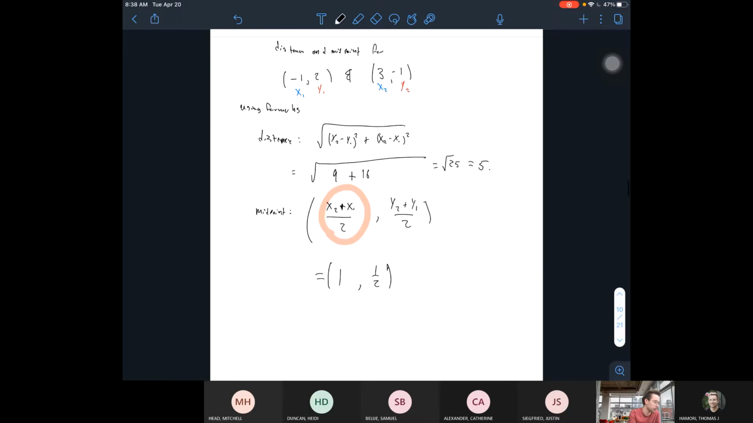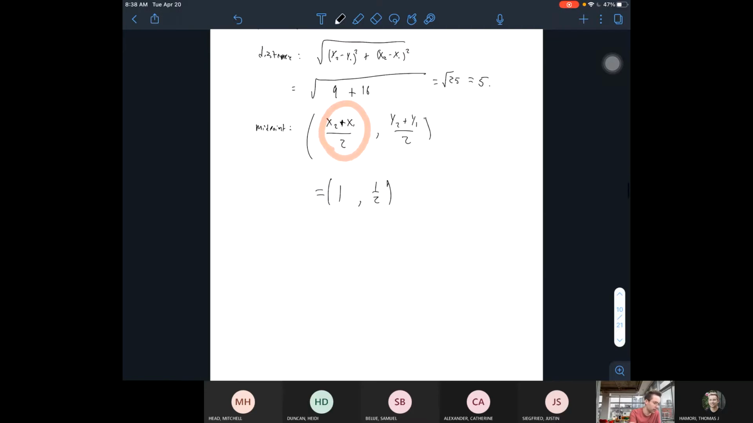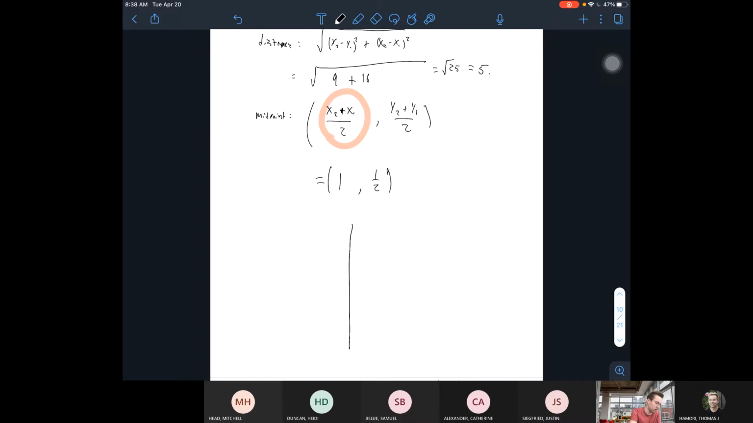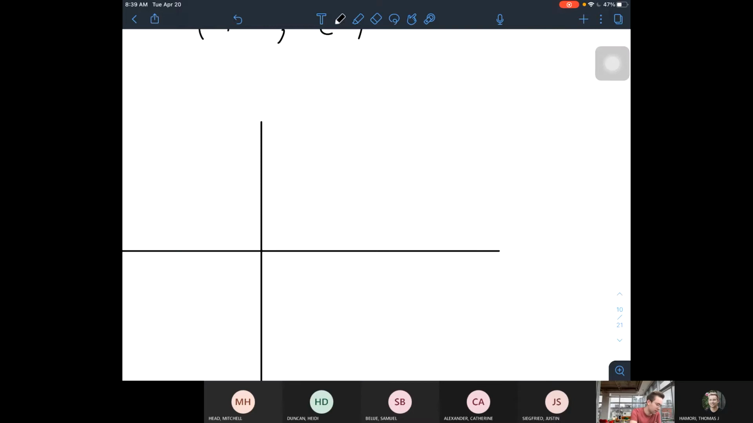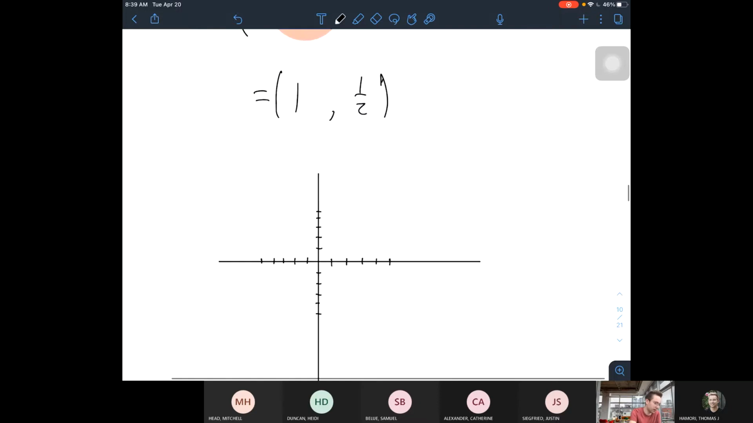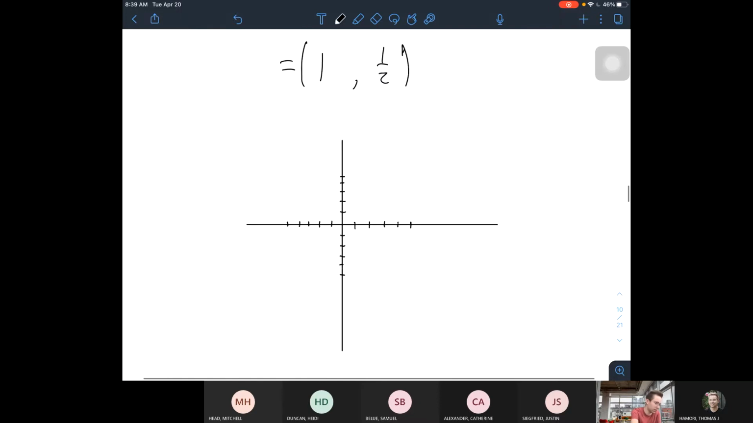But you can also use geometry. It's not too hard to use geometry here. So let me use a coordinate axis here. One, 2, 3, 4, 5. And I'm going to copy this so that I can use it later.